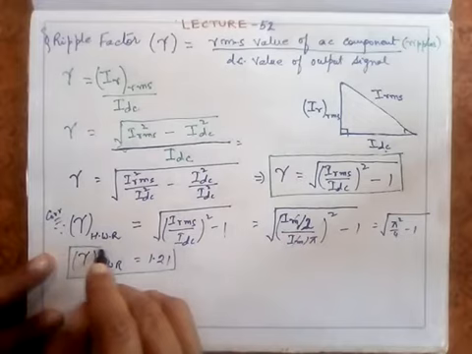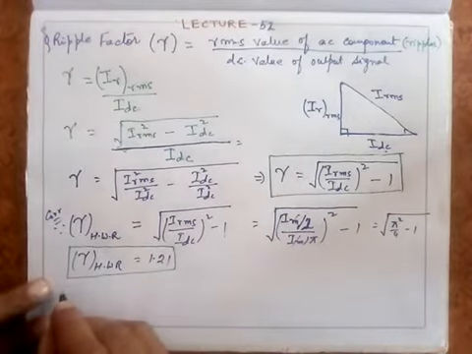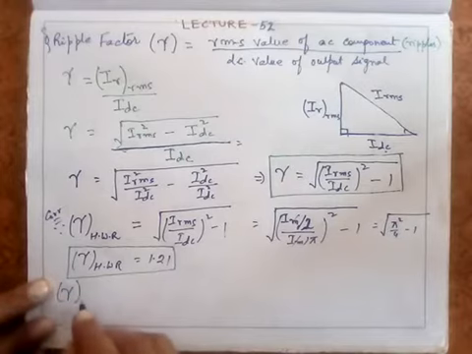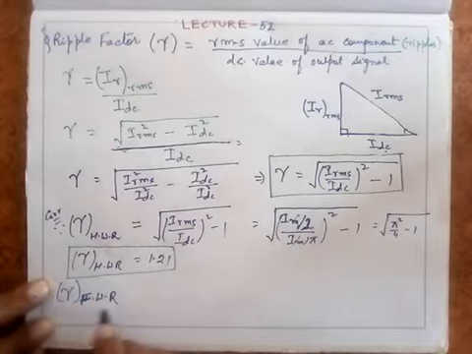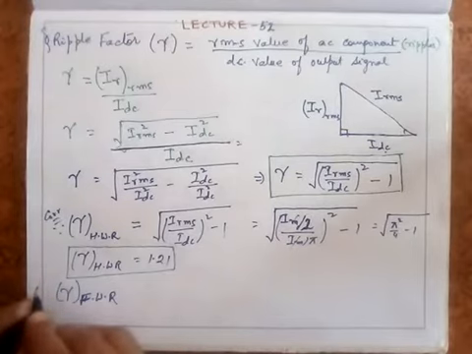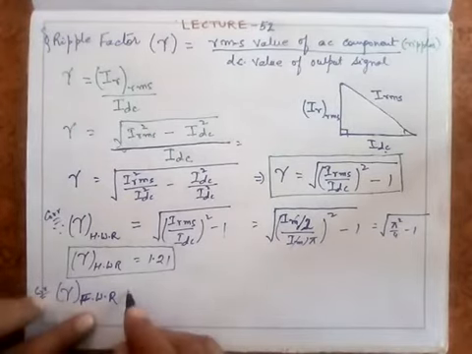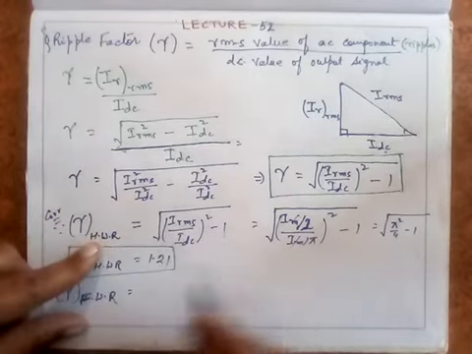Now the next article is the ripple factor of a full wave rectifier, FWR. FWR is a full wave rectifier, gamma for ripple factor. So, another corollary of this. What is the ripple factor for a full wave rectifier? Again I apply the same generalized formula here.